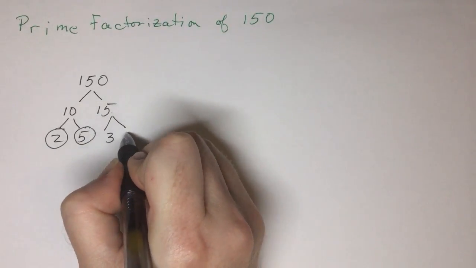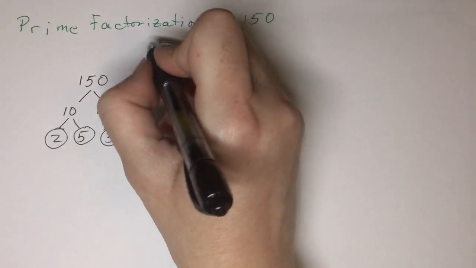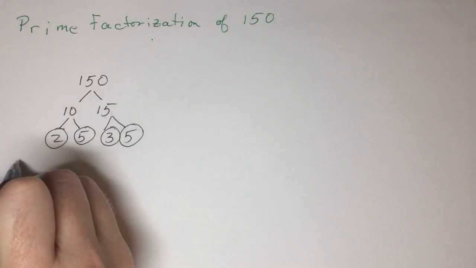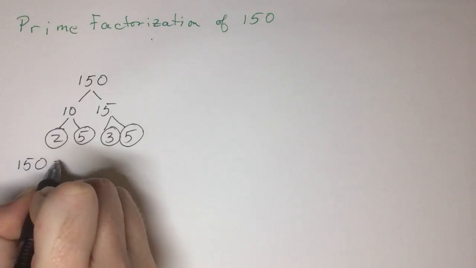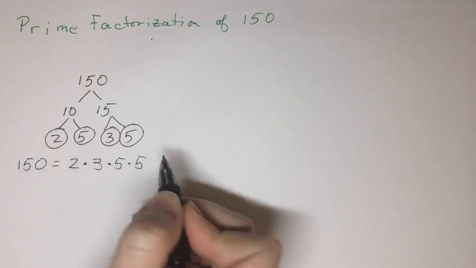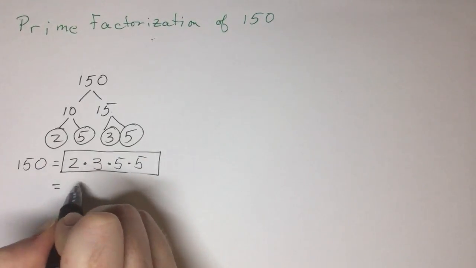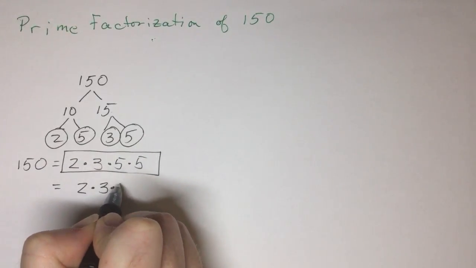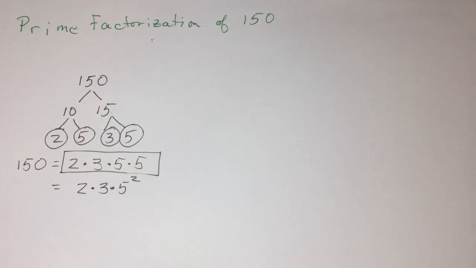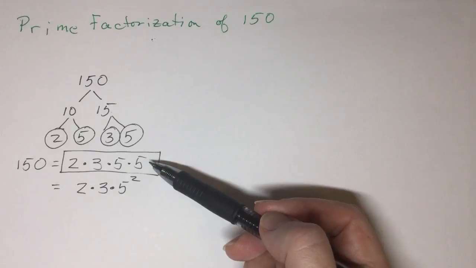15 is 3 times 5. So 150 is 2 times 3 times 5 times 5. I could also write that as 2 times 3 times 5 squared. For my purposes, I'm going to leave it written out with each product.